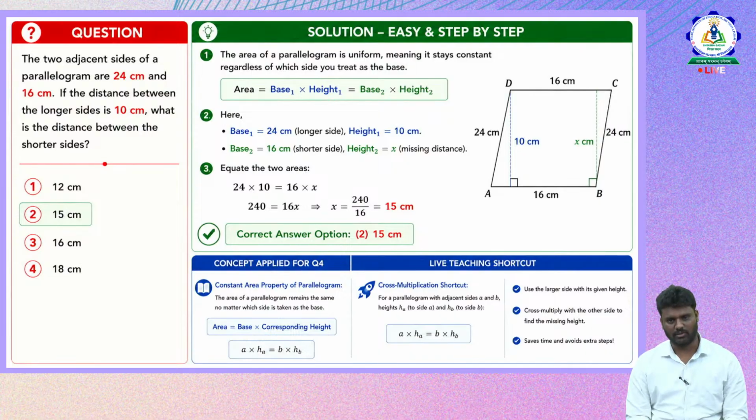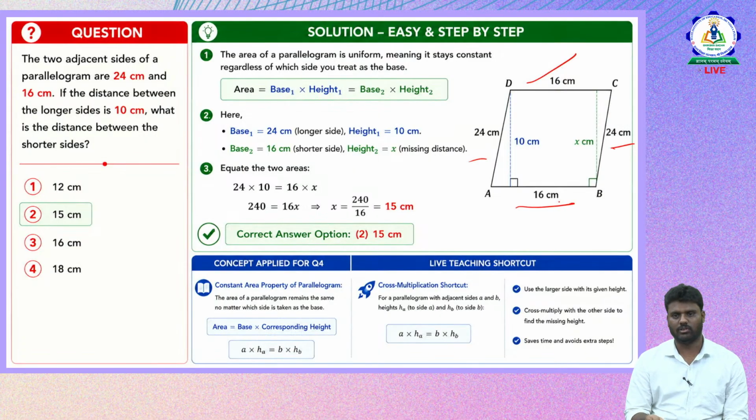So what is the area of the parallelogram? If you remember the properties of a parallelogram, the area of the parallelogram will always be uniform. Meaning it stays constant regardless of which side you treat as the base. Whichever base you take, it is always constant. So in such a case, the area of the parallelogram is base 1 × height 1 = base 2 × height 2.